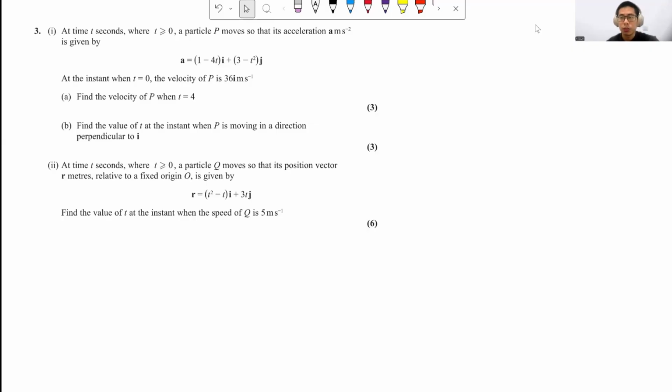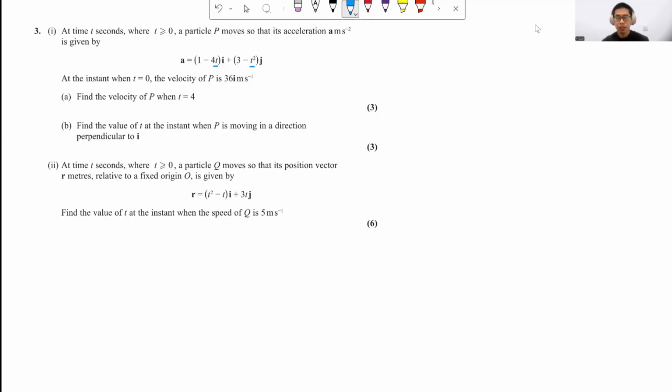So basically, because you have variables inside the acceleration, it has to be variable acceleration. If it's a variable acceleration, we should use differentiation or integration to solve the question. So it's not about SUVAT anymore. In this case, at the instant when t equals 0, the velocity of P is equal to 36i, and we want to find the velocity of P when t is equal to 4.